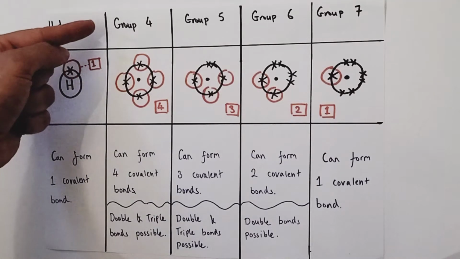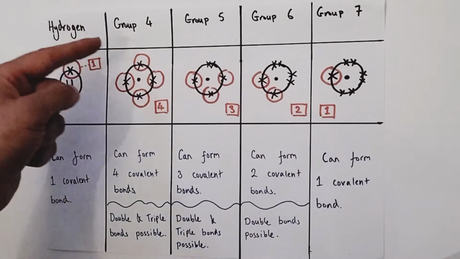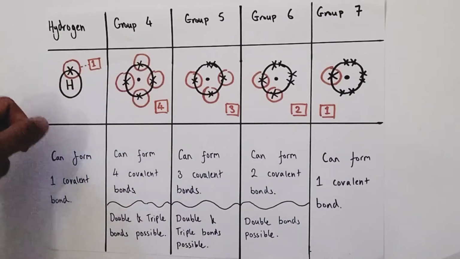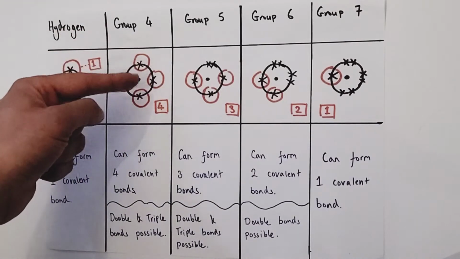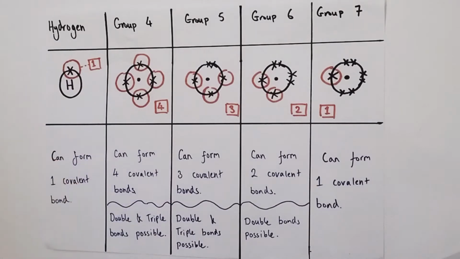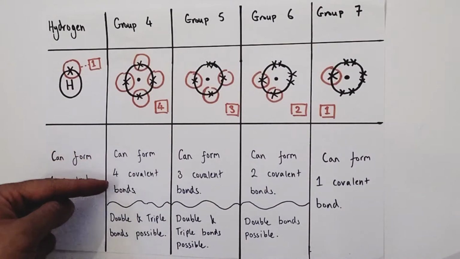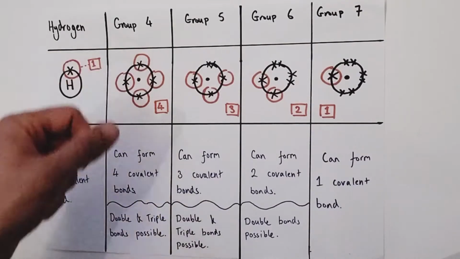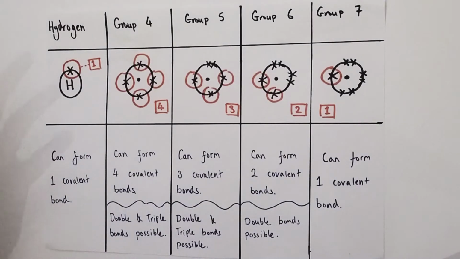Group 4 elements, like carbon and silicon, for example, have four outer shell or valence electrons, and you can see that none of them have yet created pairs within the valence shell itself. Therefore, it can form up to four covalent bonds. It has four opportunities to share electrons with other atoms to form covalent bonds. That means it's possible for carbon and other group 4 elements to form double or even triple bonds.